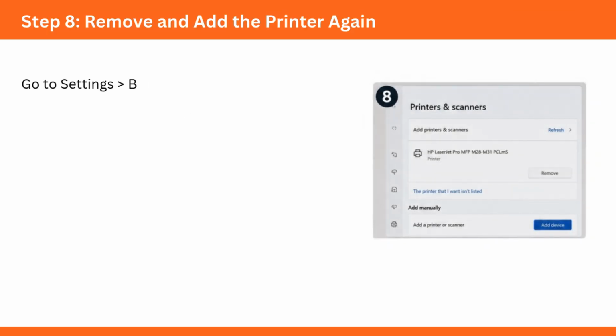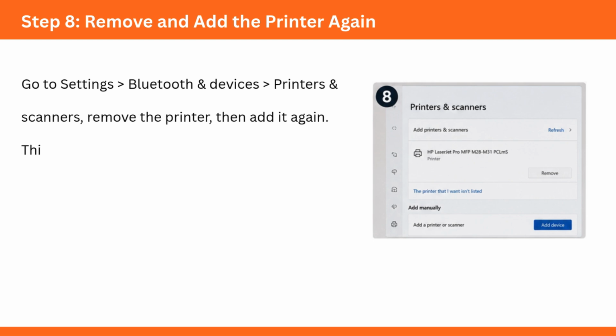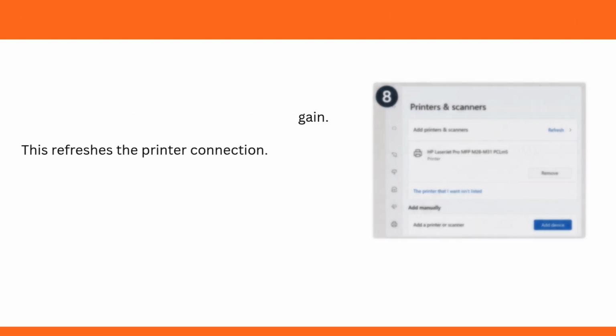Step 8. Remove and add the printer again. Go to Settings, Bluetooth devices, Printers and Scanners, remove the printer, then add it again. This refreshes the printer connection.